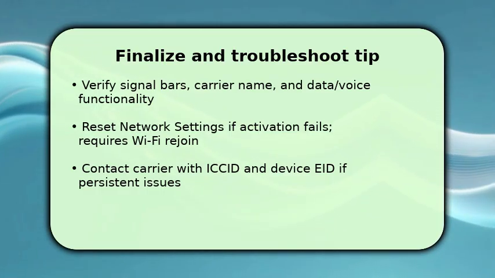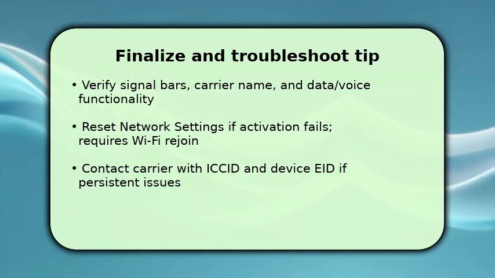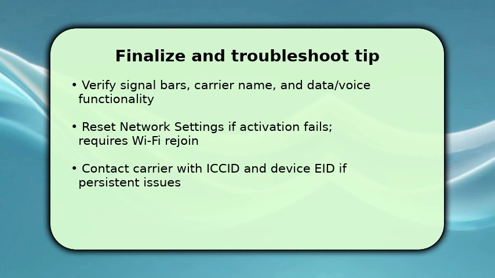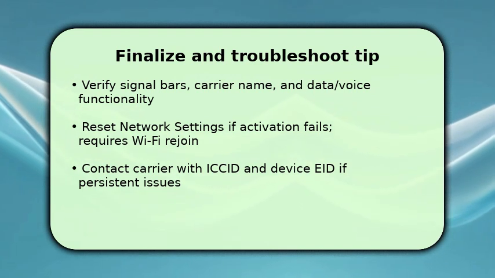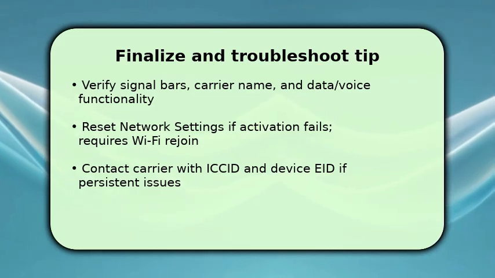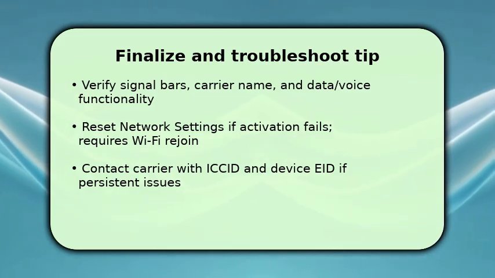If activation repeatedly fails, contact your carrier and provide the eSIM IXID and your iPhone ID. They can push a new profile. One tip: toggle eSIM off and on in Cellular to trigger a re-registration before calling support.